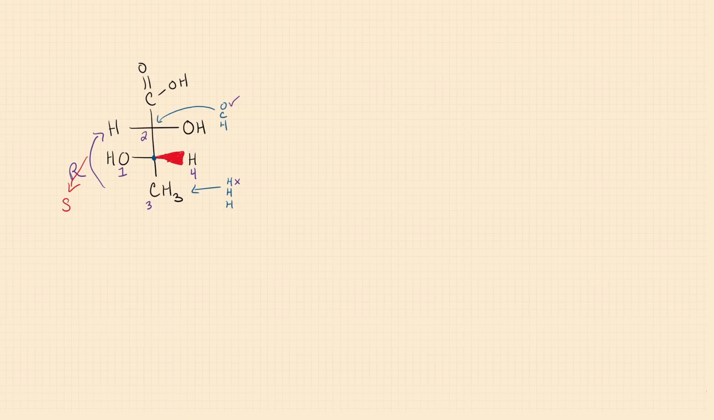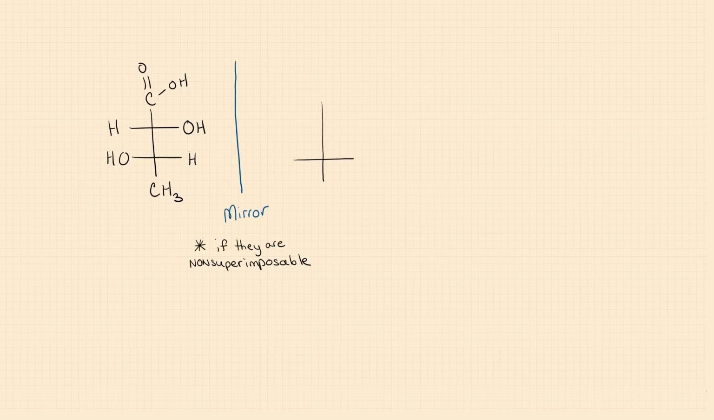What else can we do with Fischer projections? Fischer projections are useful for determining the relationship of stereoisomers. If they're mirror images, they're enantiomers. If they're not, they're diastereomers. For example, to get the enantiomer of this molecule, we set up an imaginary mirror.